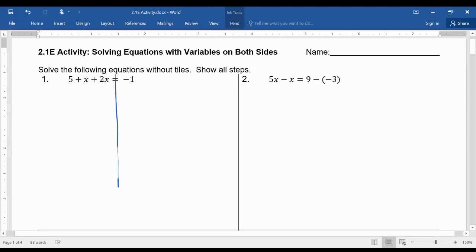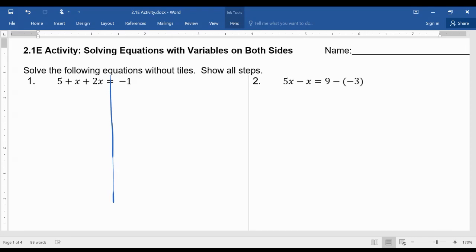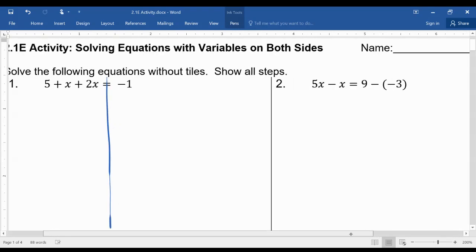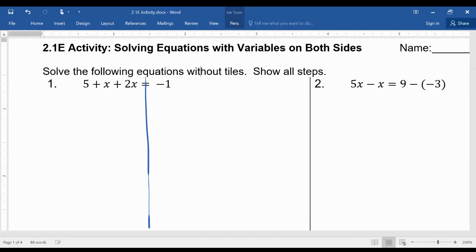Start with our boundary line. And a sign change is taken care of. Distribute doesn't apply, so we are going to start by combining like terms, which are these terms. So we get 5 plus 3x equals -1. I notice variables are on one side, so I can skip the step of moving them together.